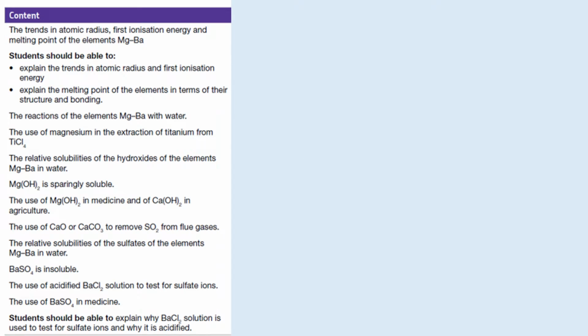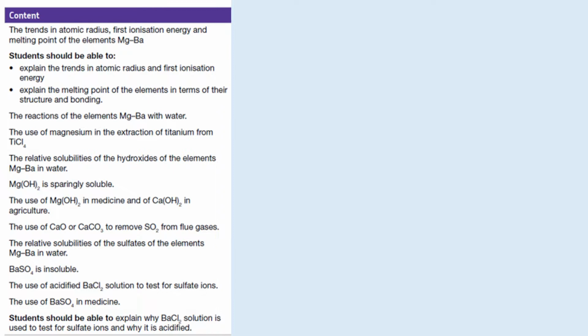Now, as always, we start with the specification in front of us and have a look at the list of things we should be able to do or the things that we should know. One of the issues with inorganic chemistry is it does feel like a very long list of stuff that you just need to know. And there is truth to that. There is quite a long list of stuff you need to know, but the more sense you can make of it and the more links and trends you can see within that list, the easier it becomes to learn.